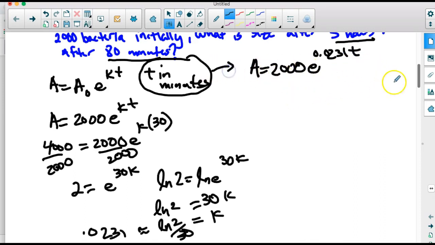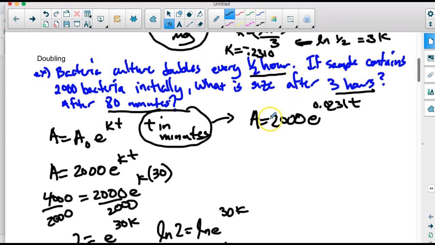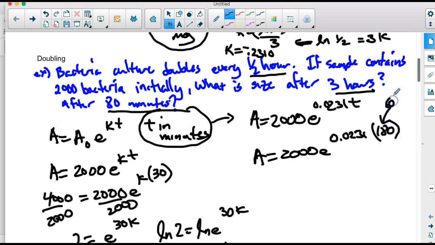This is my equation based upon minutes, where t is in minutes. So if we ask what's the size after 3 hours, we would not put in 3. Since this is in minutes, we put in 60 times 3, or 180 minutes, because there are 60 minutes in every hour. Now we just evaluate that, and that will tell us how many bacteria we have: 2000 e to the 0.0231 times 180.